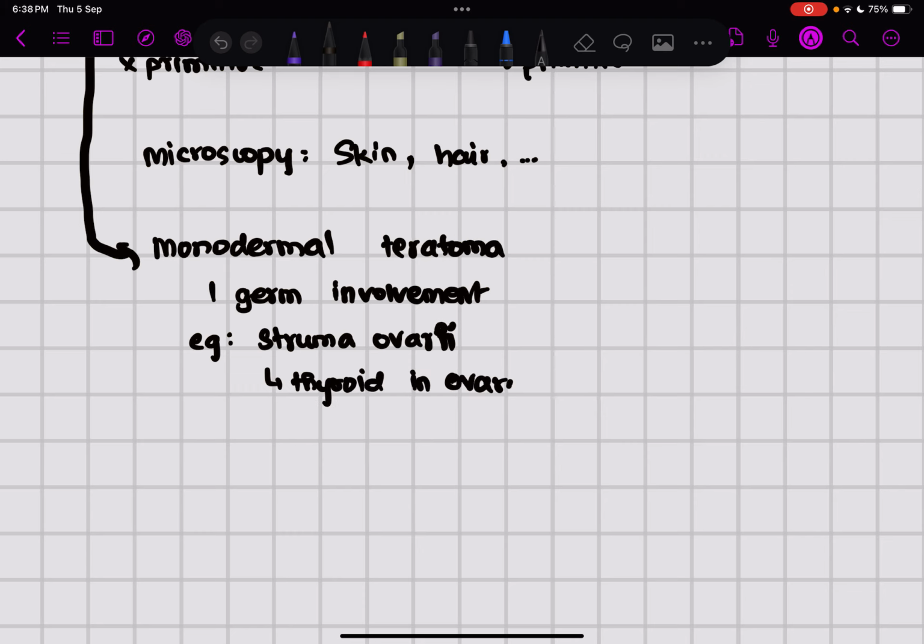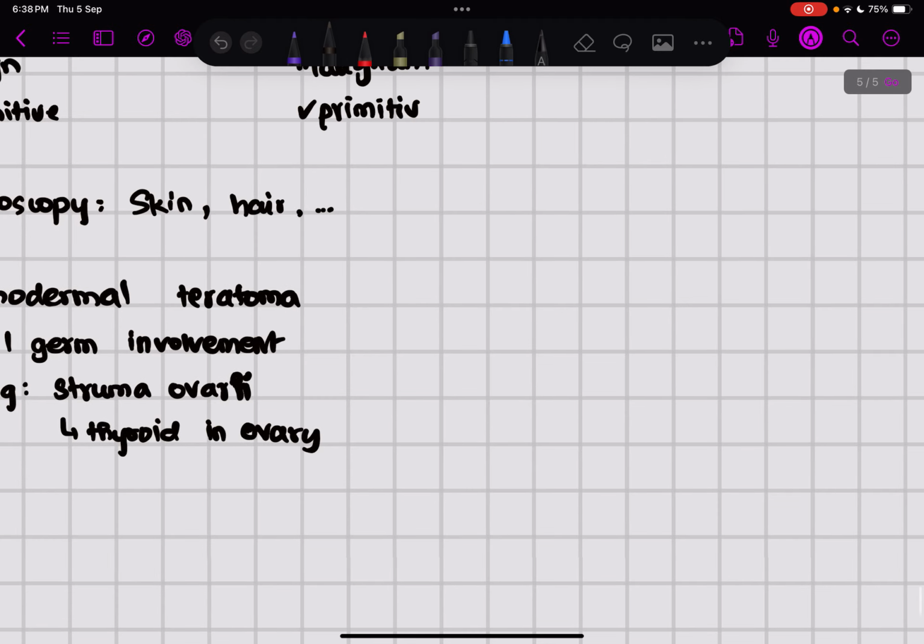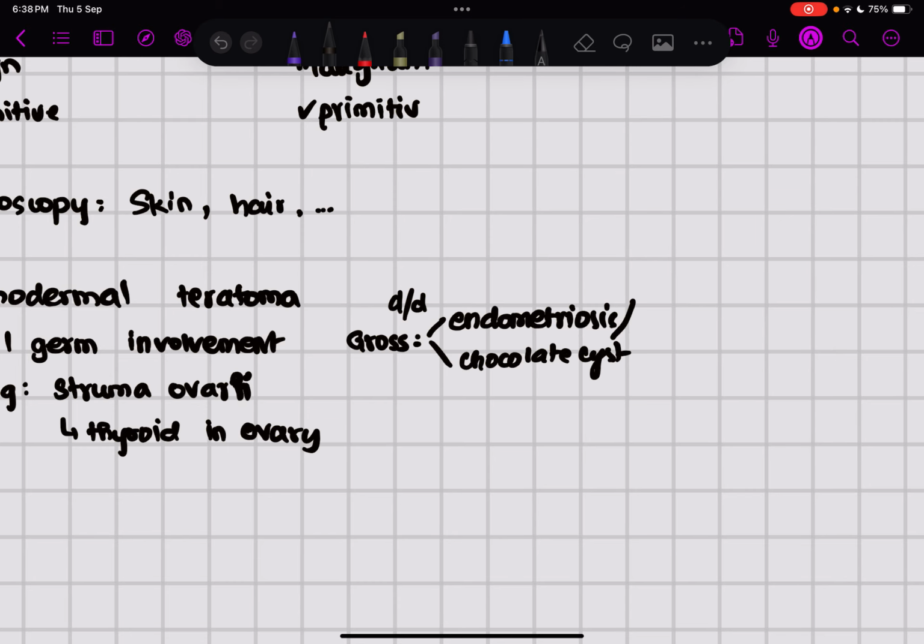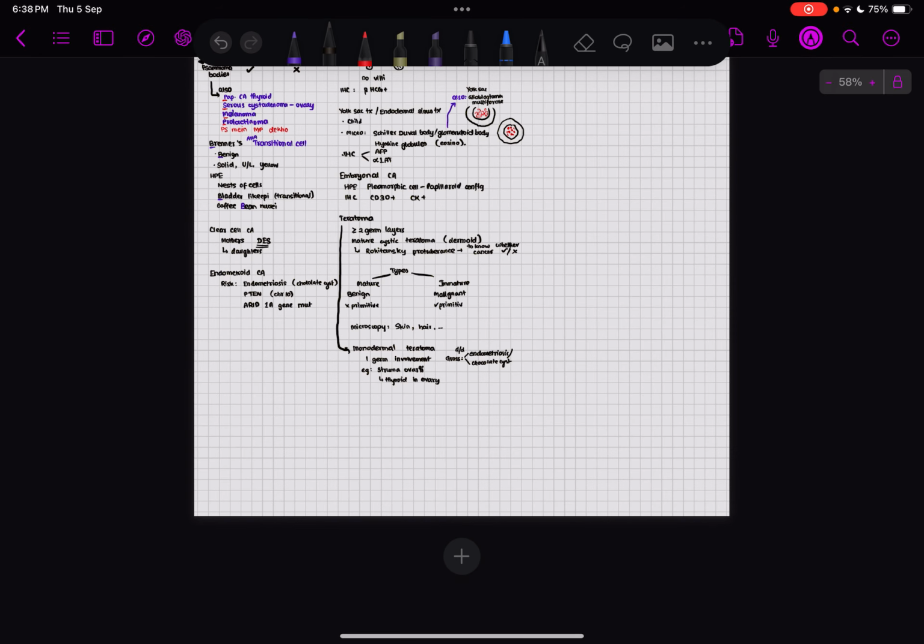You can find the thyroid follicles on microscopy, and gross examination of the struma ovary gives a differential diagnosis of endometriosis, otherwise called a chocolate cyst when found in an ovary. With this we complete germ cell tumors. Now moving on to sex cord stromal tumors.